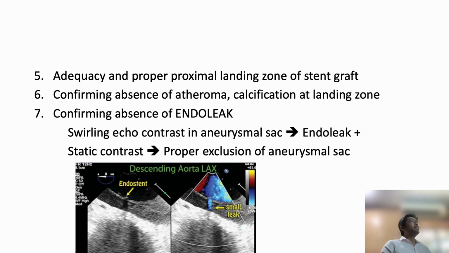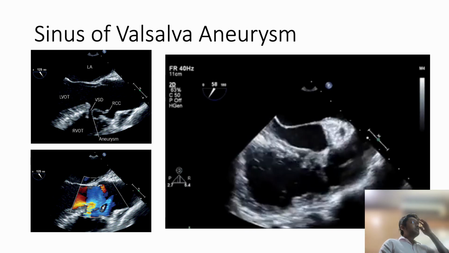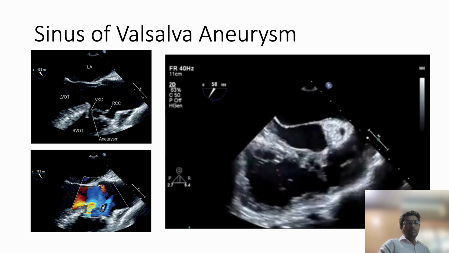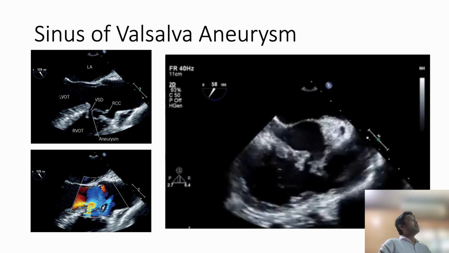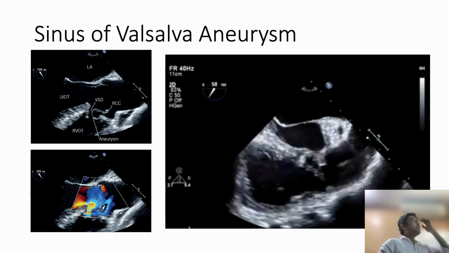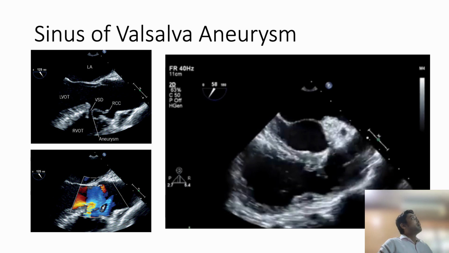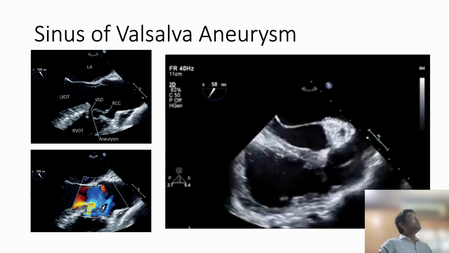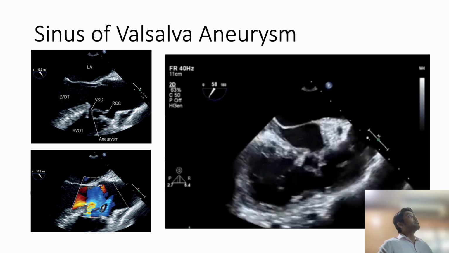This is a video showing the sinus of Valsalva aneurysm. So this is a connection between your aorta and your RVOT. You can see that it is a sinus of Valsalva aneurysm.